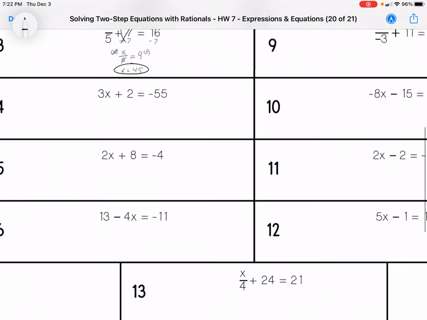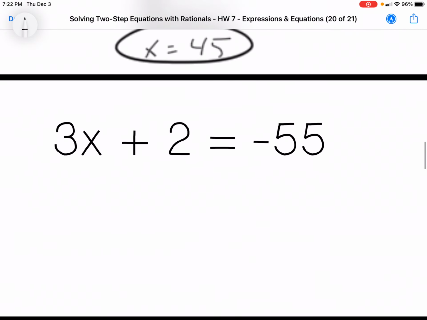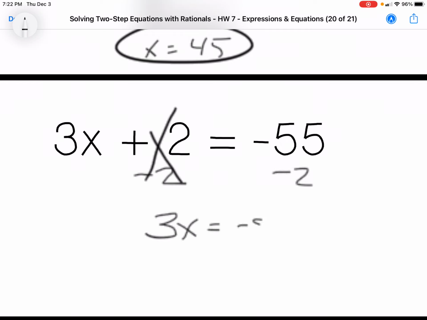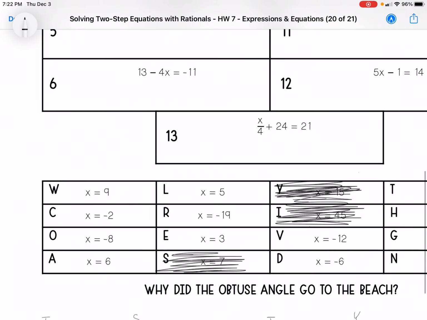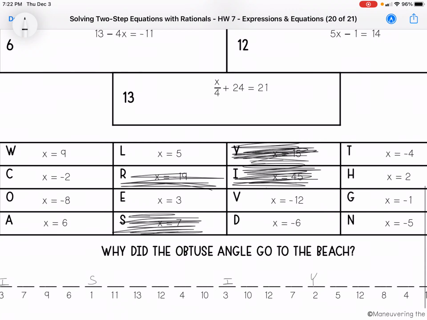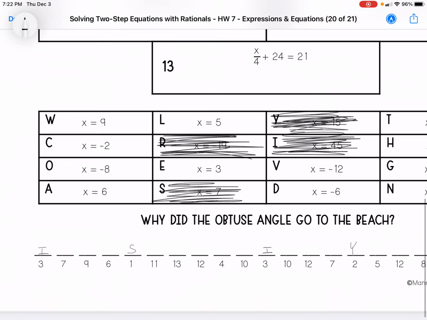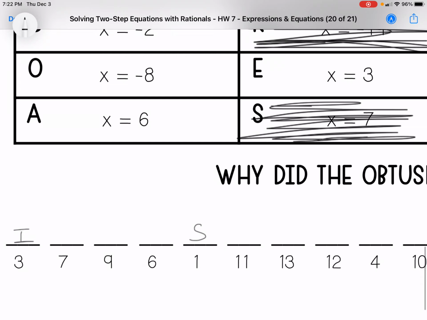All right. Number 4. Like terms. Those cancel. I'm left with 3x equals negative 57. Going to divide by 3. Those go away. I'm left with x equals negative 19. Go down here, find negative 19. It's an R.